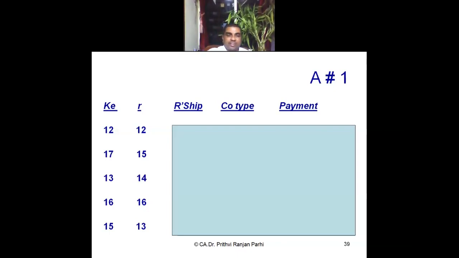Now next column you write company type. That means identify whether it's a normal company or growing company or a declining company. Just write down on the basis of relationship. You have to take a decision whether it is a growing company, normal company, or declining company. By seeing the relationship, please write down your answers. Now the last column, that is the payment column, you write down how much dividend has to be paid, whether 100% or 0% or any percent. You have to write down.